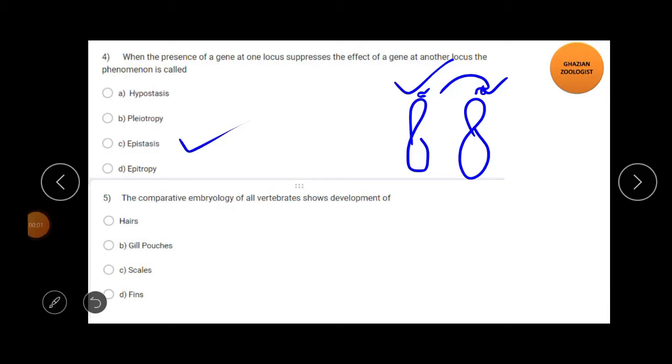Our next MCQ is: the comparative embryology of all vertebrates shows the development of gill pouch. Actually, this is book wording, and it was taken line to line. So our right option is gill pouch.